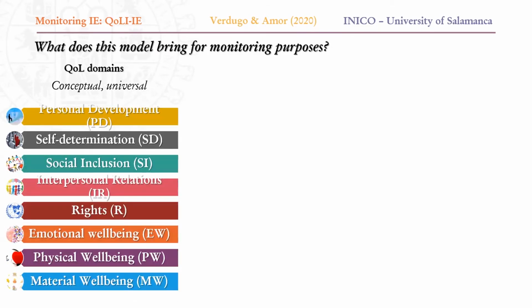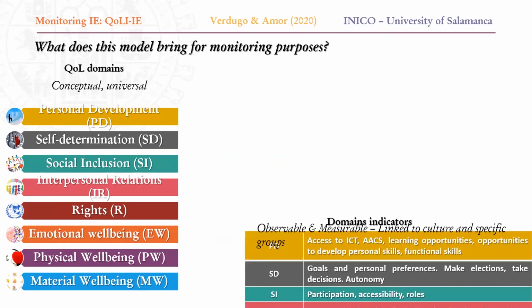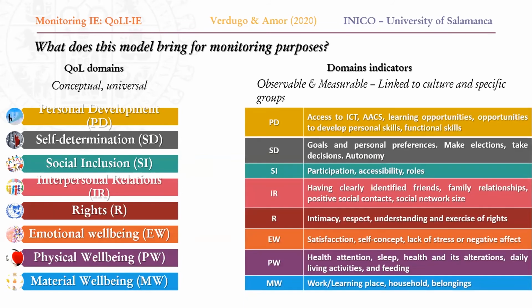The domains, the ones that you have in that table, are universal. That is, the areas that constitute a life of quality are the same for all people. For example, for a person with a physical disability living in Africa, the domains that constitute his or her quality of life are the same as for a person without a disability living in Europe. However, domains are not observable nor measurable. Thus, it is necessary to put them into action to find what is indicative of each domain.